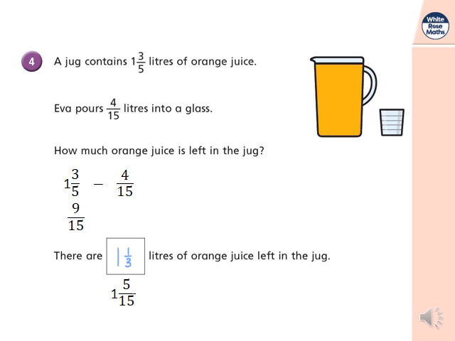So let's have a look and see what we should have done. Well, we could have seen that our denominators were not the same, and if you multiplied by 3, we could have changed our 1 and 3/5 to 1 whole and 9/15. Then we could have done 1 whole and 9/15 subtract 4/15, which would have been 1 whole and 5/15, which is equivalent to 1 whole and 1/3.